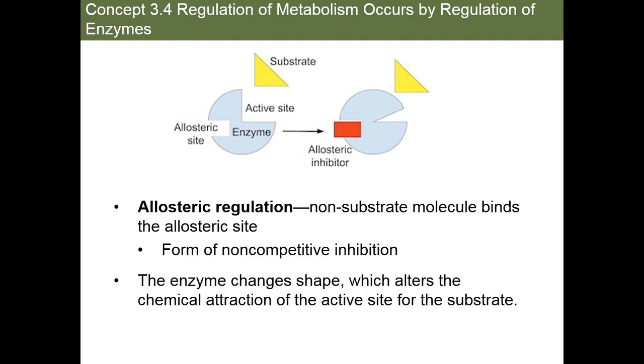Allosteric regulation is a form of non-competitive inhibition. The inhibitor binds at the allosteric site on the enzyme, which changes the enzyme shape, thus not allowing the enzyme to bind the substrate. Allosteric enzymes can regulate the activation or inactivation of enzymes.